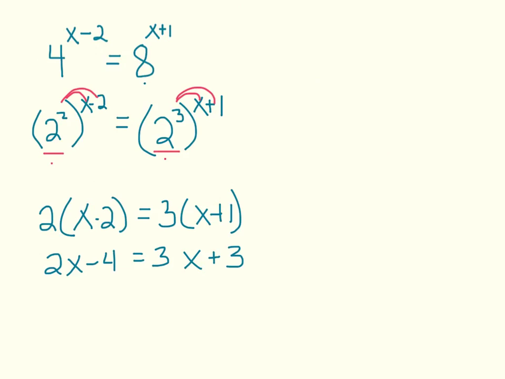So now we're just doing baby algebra here. If I took away 2x from both sides, I would have x over here. And if I took away 3 from both sides, I'd have negative 7 over here. So x is equal to negative 7.